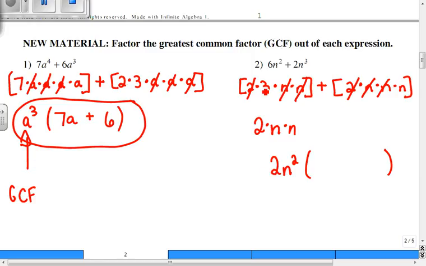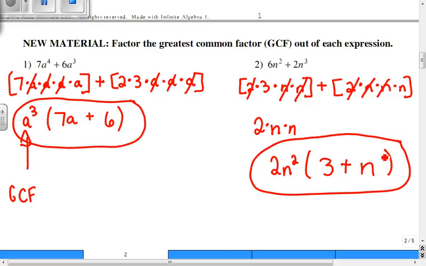Now we ask ourselves what's left. Well, there's a 3 left over here. Bring down our plus sign. We have an n left over here. So our final answer here is 2n squared times the quantity 3 plus n, with 2n squared being our GCF.